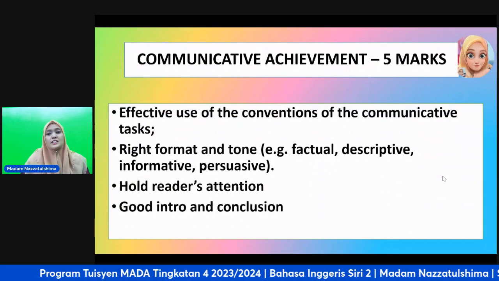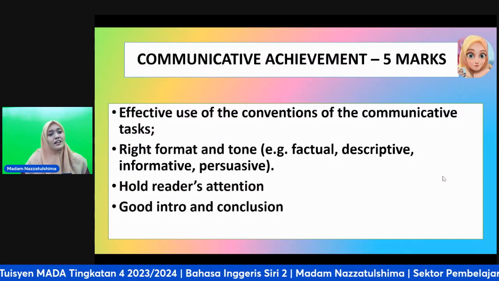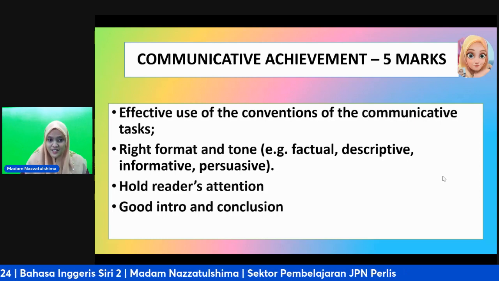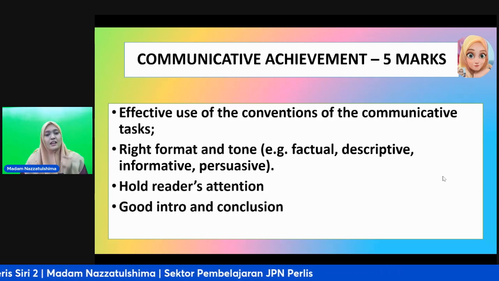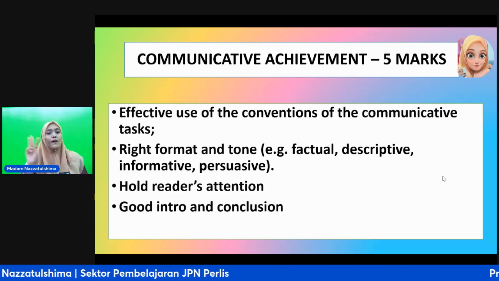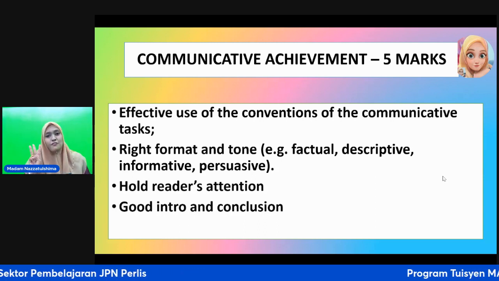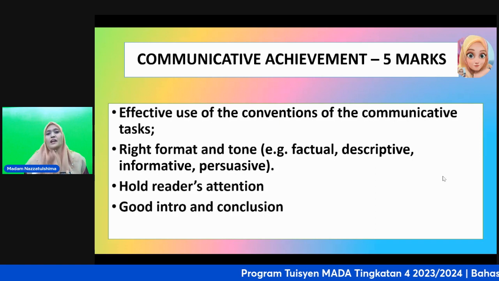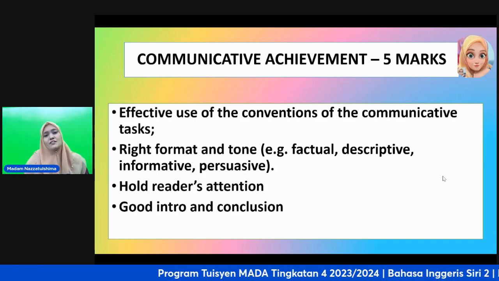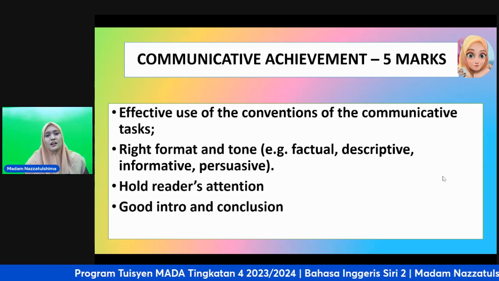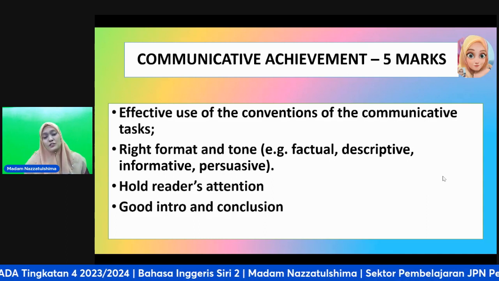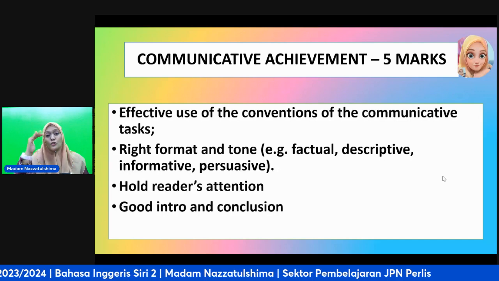Next one, communicative achievement, is also 5 marks. Effective use of conventions of the communicative task, right? Format and tone. Remember, for part 3 there is a format, so the format is very important. But don't worry, if you do not know the format, we are not going to deduct your marks. But make sure of the tone.